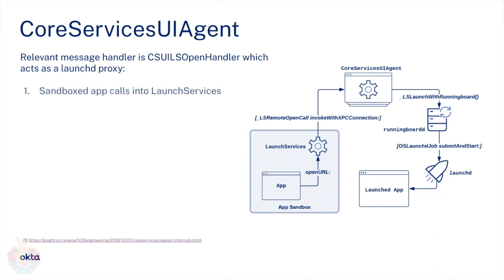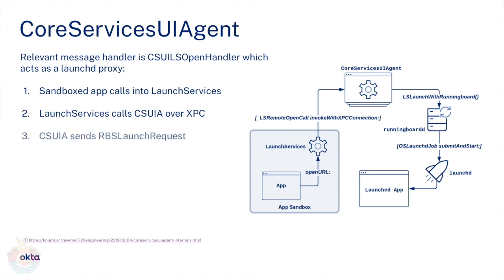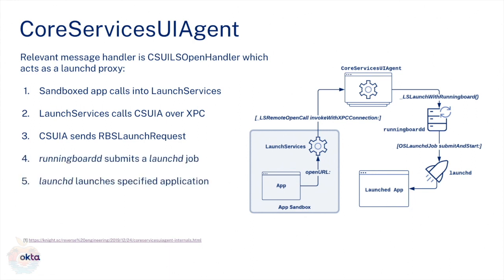So how it works: when your sandboxed app calls into an API like OpenURL, OpenURL is going to call into LaunchServices, it's going to put together the required data, and it's going to send it over to the CoreServicesUIAgent. Then the CoreServicesUIAgent is going to put together an RBS launch request and send that to runningboardd, which is new in Big Sur. Before, it would go directly to just launchd. But now runningboardd is going to submit that launchd job, and launchd will finally launch the specified application.